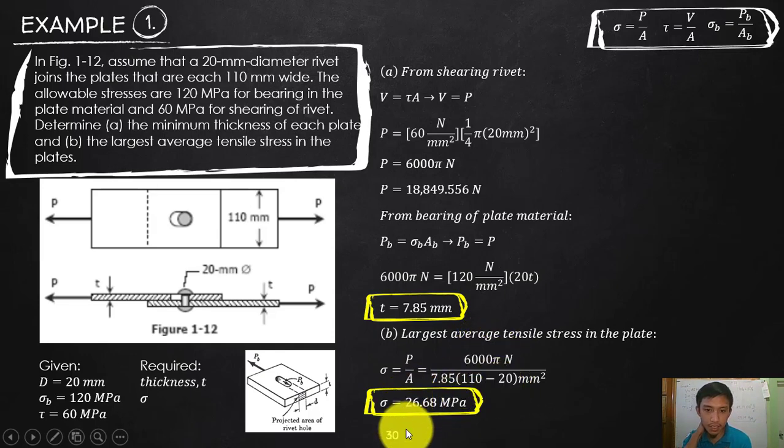So what does that mean? In this problem, if I want to maximize the strength of this rivet, I need to have a thickness of the plate to be 7.85, so that the bearing and the shearing will fail at the same time. Now, relating that one with the tensile or the normal stress of the steel member, that will happen within here, which will have an equivalent stress of 26.68.